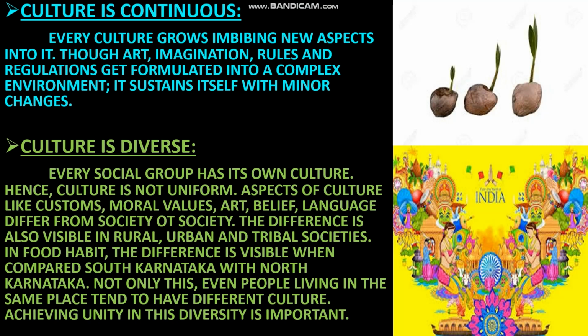Children, in today's class, we have learnt about the meaning and nature of culture, origin of the word culture, definitions of culture, types and features of culture. Under features of culture, we have learnt 6 points: culture is abstract, culture is social, culture is learnt, culture means coexistence, culture is continuous, culture is diverse. Children, in the next class, we'll learn about importance of culture, relationship between culture and society, and importance and significance of cultural rituals and diversity. Hope you all have understood this lesson.